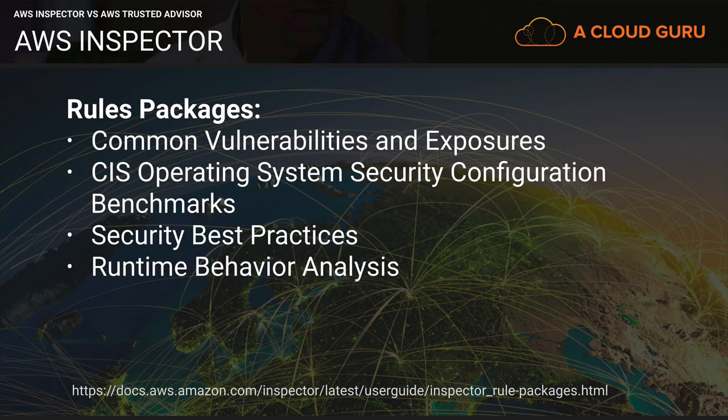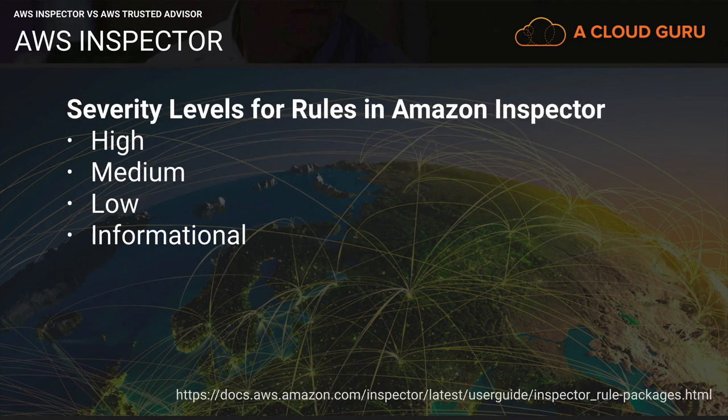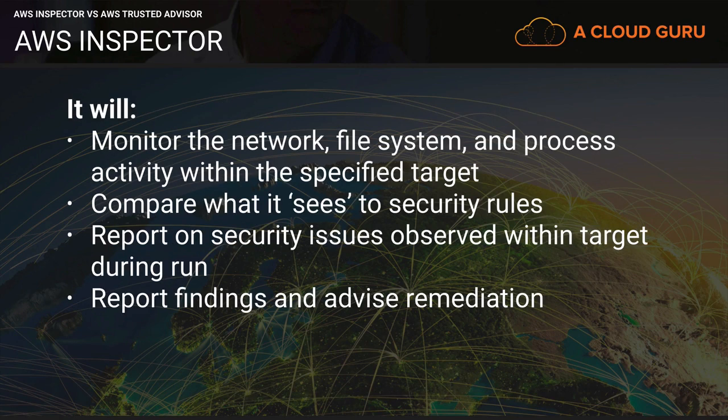The rules basically are 4 right now. So there's Common Vulnerabilities and Exposures. There's the Center for Internet Security Operating Systems Security Configuration Benchmarks. We've got security best practices, and we've got runtime behavior analysis. Once those rules are run, essentially it's split into 4 different severity levels. So we've got high, medium, low, and informational. High is obviously the one you want to worry about.